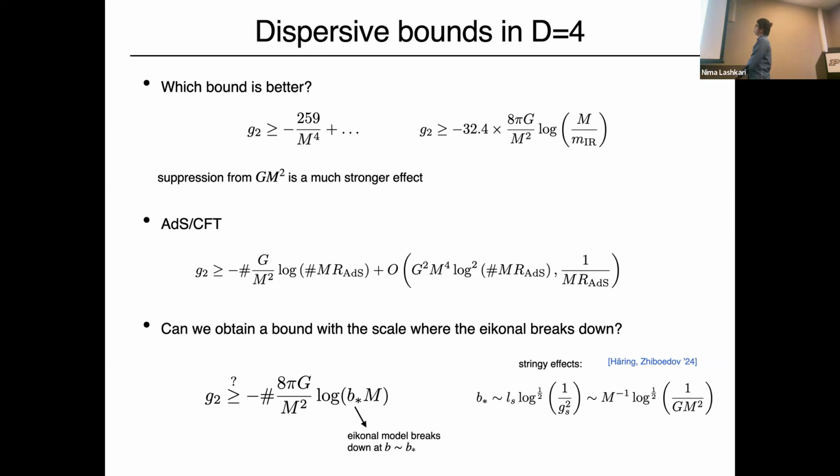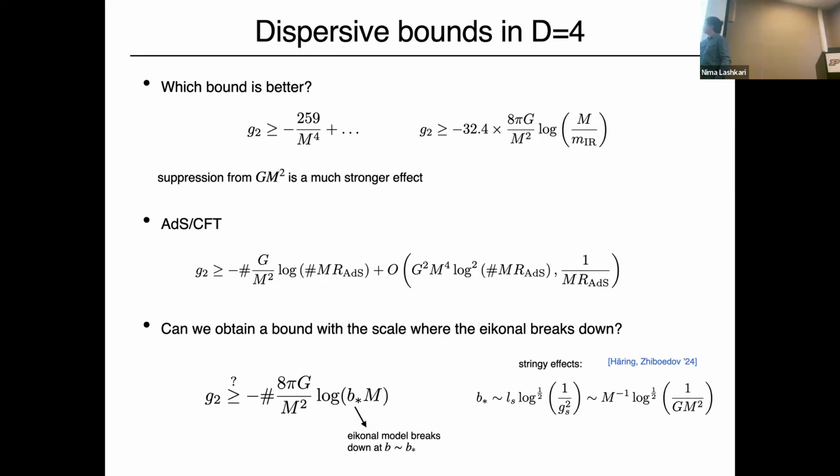And ideally, what you will want to do is, of course, replace this IR cutoff with some physical scale. A natural expectation is to replace this cutoff with the scale where the eikonal approximation breaks down. So I think the most ideal case would be some bound like this, where this M_IR would just be replaced by the scale where the eikonal breaks down. And if you have some stringy models, in this work, the authors predict that this scale will be given by something like this. So if you plug this in, you'll find that you can almost get a bound as good as what you get in higher dimensions.